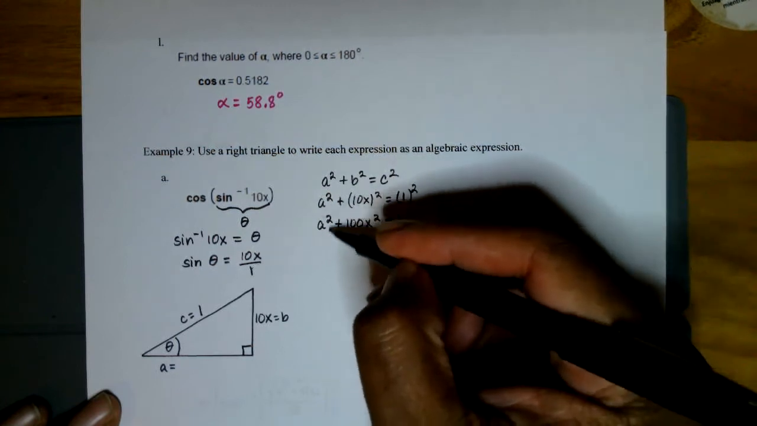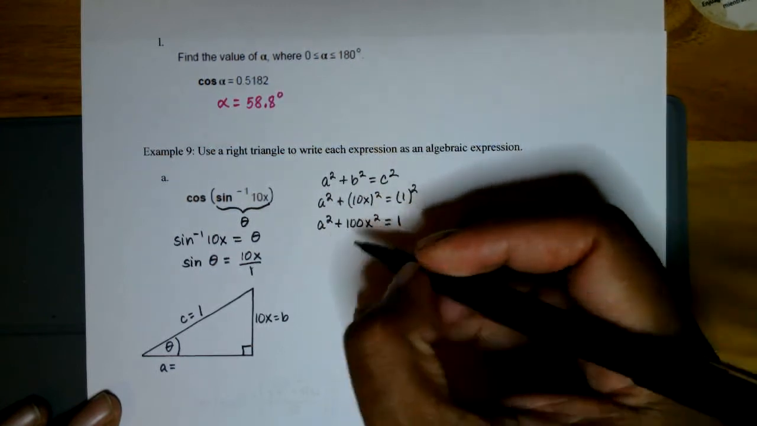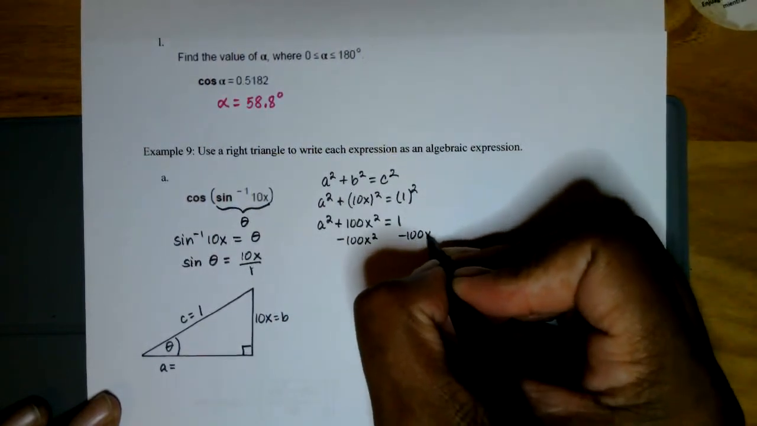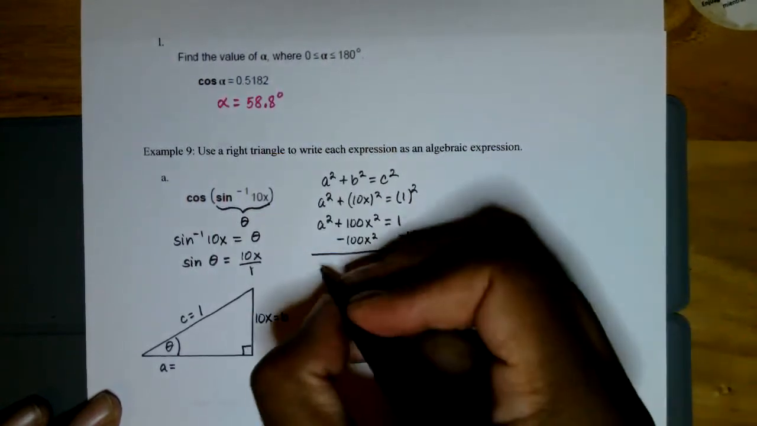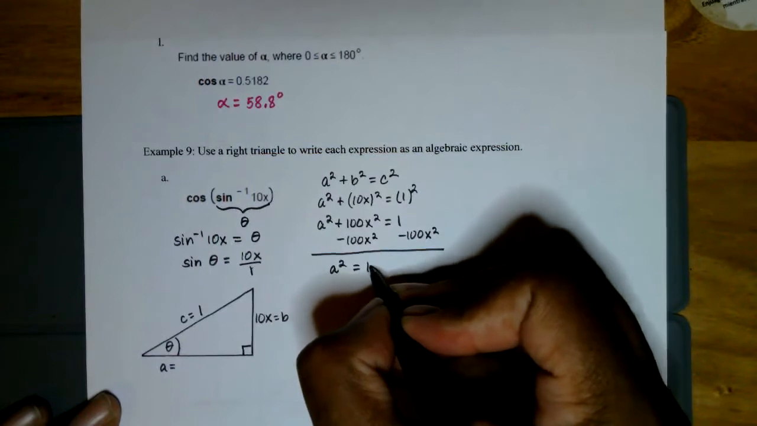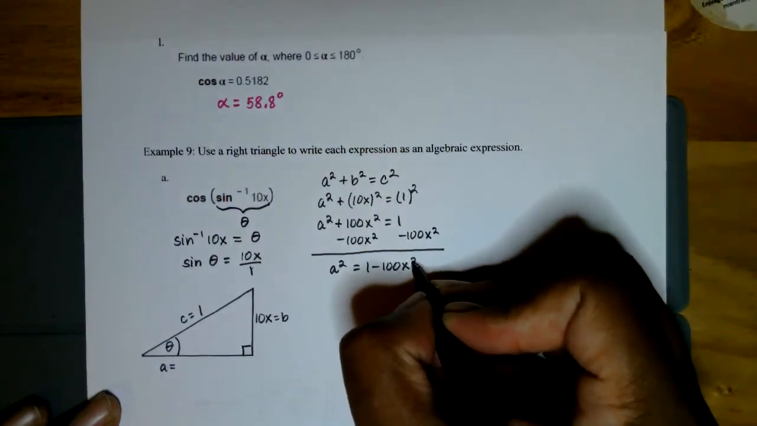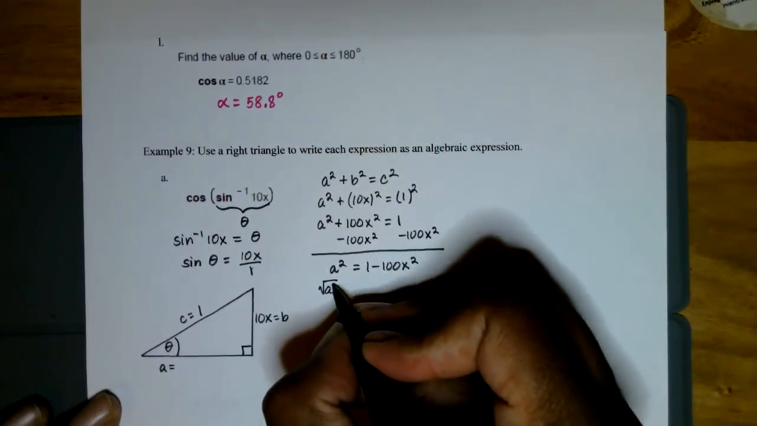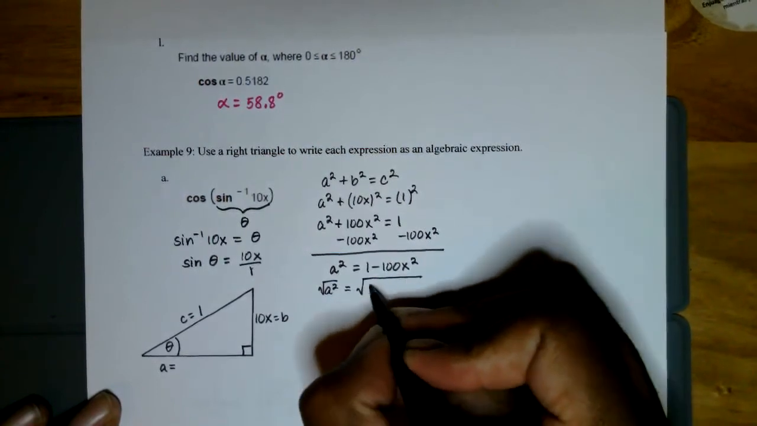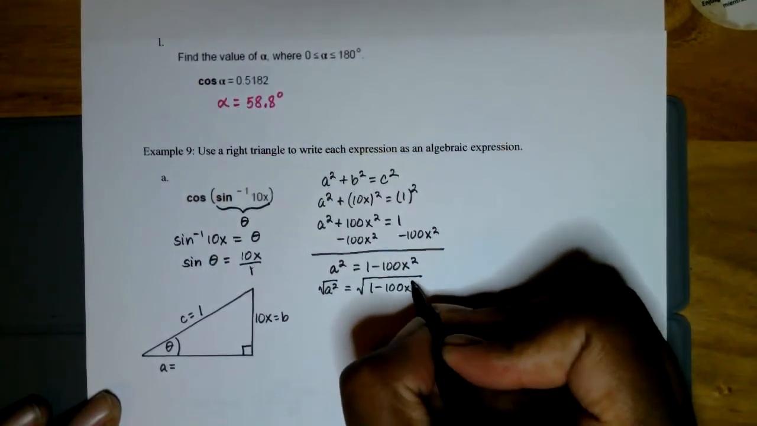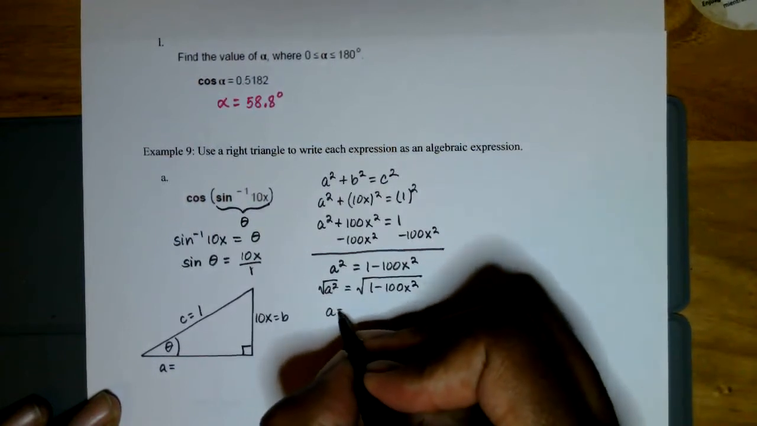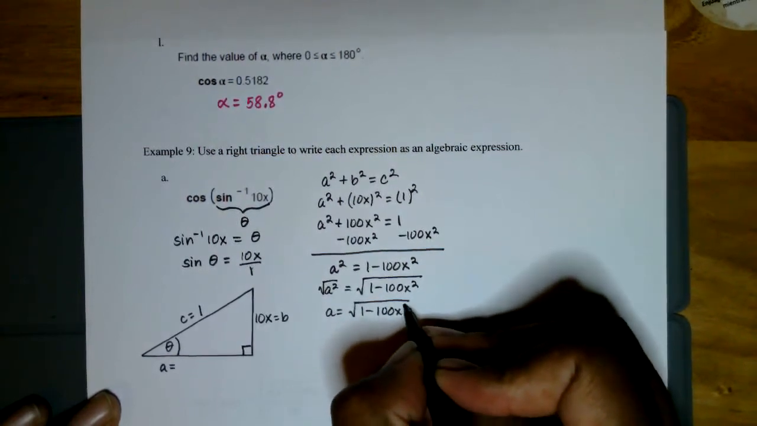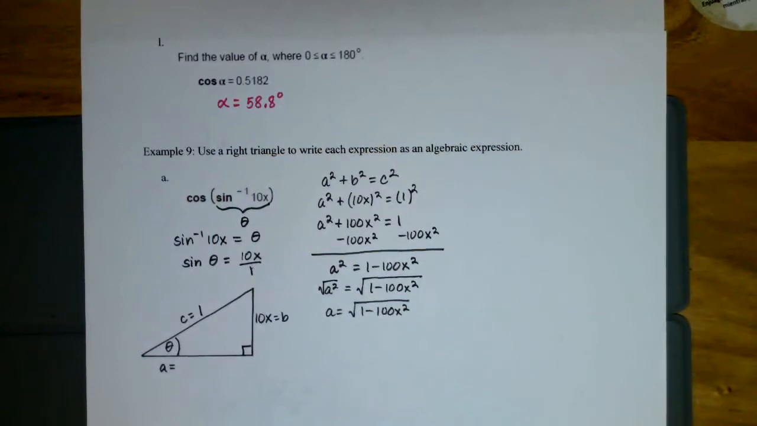Now we need to solve for a. I need to get the a squared by itself, so I need to subtract 100x squared on both sides. So that means a squared is equal to 1 minus 100x squared. And then to solve for a, it's squared, so the opposite of squaring something would be to take the square root on both sides of that equation. So that means a will be by itself, and that's going to be equal to the square root of 1 minus 100x squared. And I'm not going to worry about the plus or minus symbol.